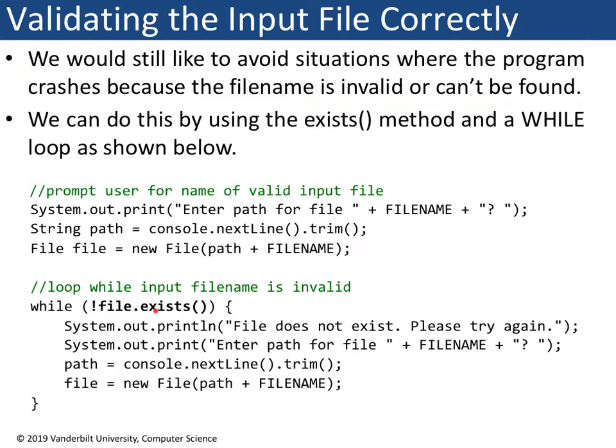Once this method returns true, which means the Boolean expression would be false, we will immediately exit the while loop and move to the next statement. At that point, we would create the scanner object. So this is a way to make sure that the file exists in the location defined by the file path.